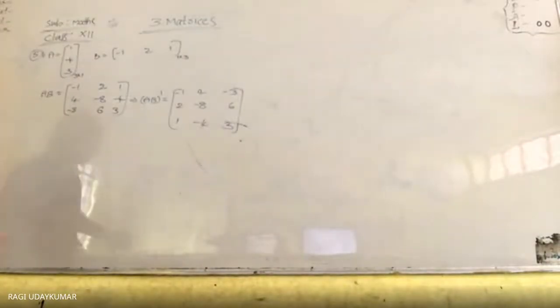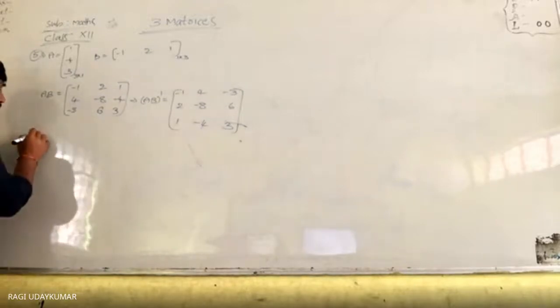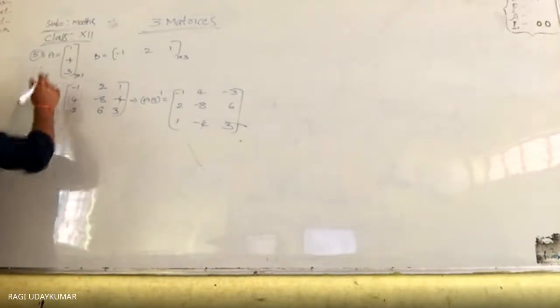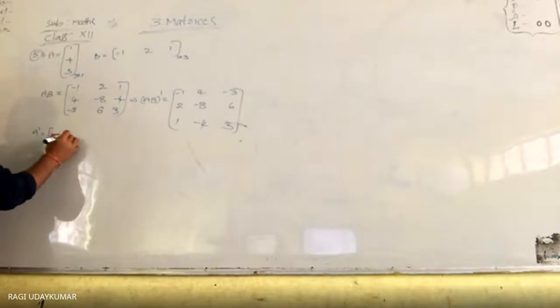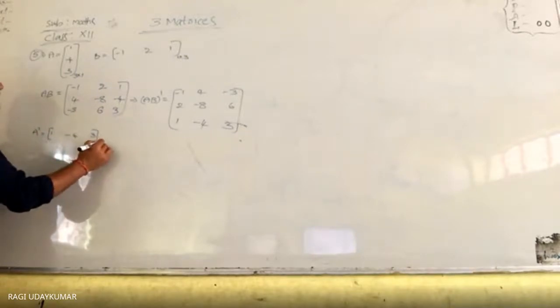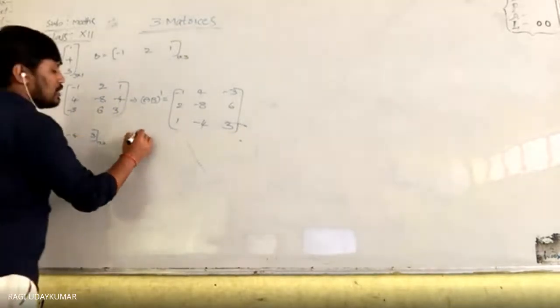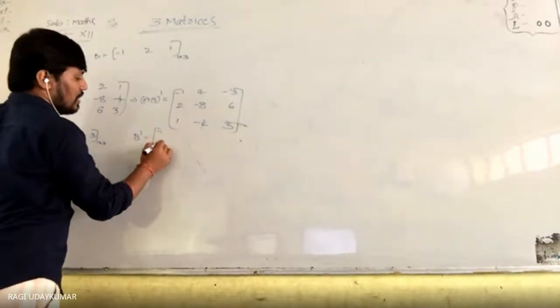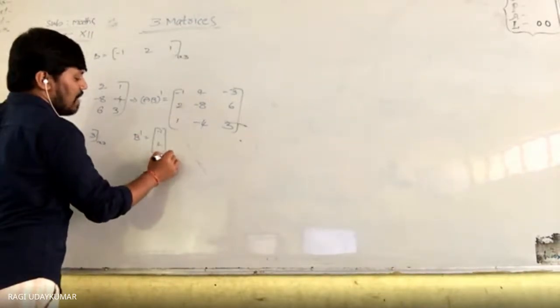Who is AB whole transpose? Now what to do? Find out B transpose and A transpose also. So A transpose is equal to 1 -4 3. What is this? A 1 by 3 matrix. And B transpose is equal to -1 2 1. This is a 3 by 1 matrix.